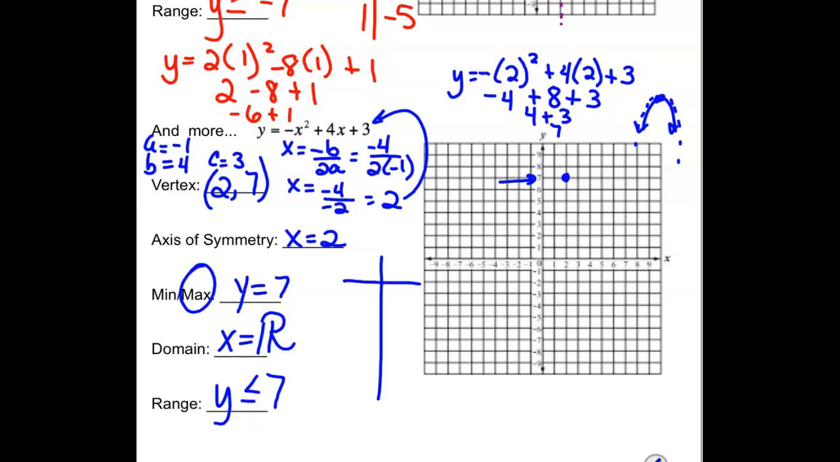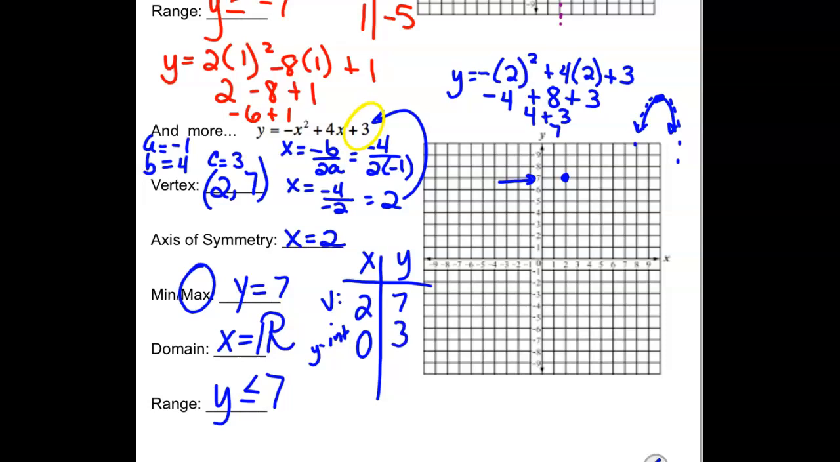All right, and then once again, we need to find a few more points to make our graph. We found our vertex at 2, 7. We want to find our y-intercept at 0, something. It's always going to be 0, C. And for this equation, my C value was 3. So let's plot that point, 0, 3.